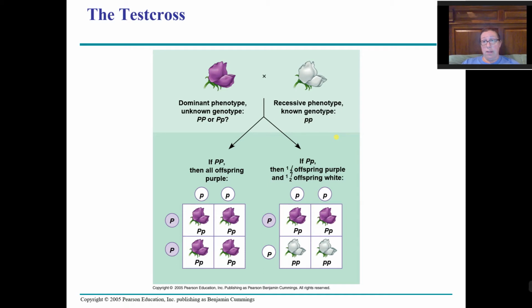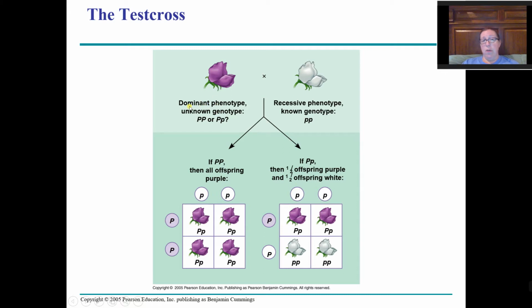Another type of cross that he did is called the test cross. Now you may be asking yourself, why do you do a test cross? Well, you always know what the recessive type is because it takes 2. When I think recessive, I think it takes 2. You have to have 2 little p's to be white. But to be purple, if you remember correctly, you could be homozygous dominant or you could be heterozygous dominant.